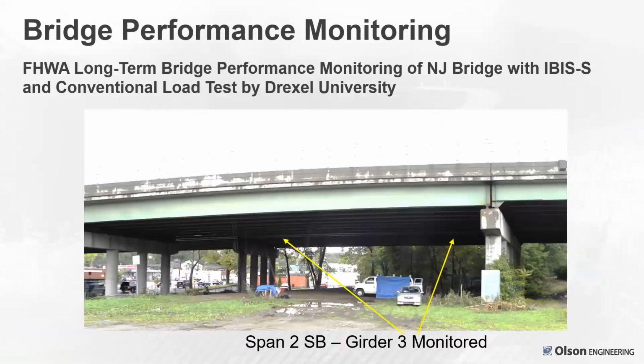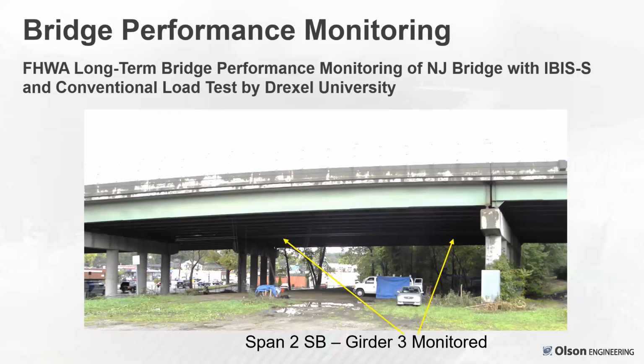So the second case history I'm going to talk about was sponsored by the Federal Highway Administration through Parsons Brinckerhoff, now WSP, and I'll give certainly credit to them for inviting us to be part of the project. The primary focus was a conventional load test done by Drexel University on the bridge, but they were also evaluating other technologies. And we ended up demonstrating it over a couple-day period on the span 2 southbound, which was a focus of the load testing as well. They monitored multiple girders. We looked at girder 3 specifically to compare with their results.